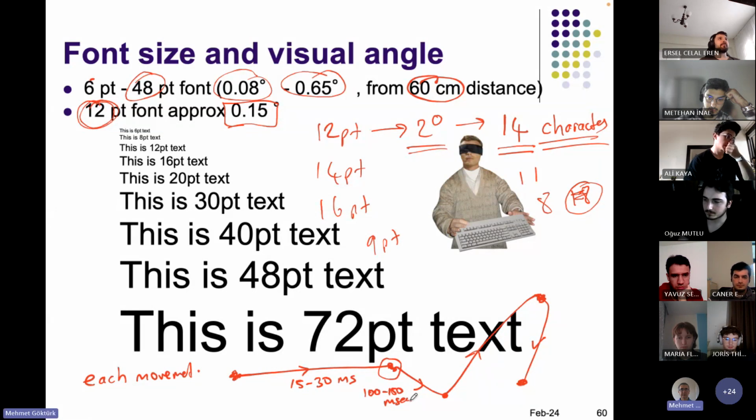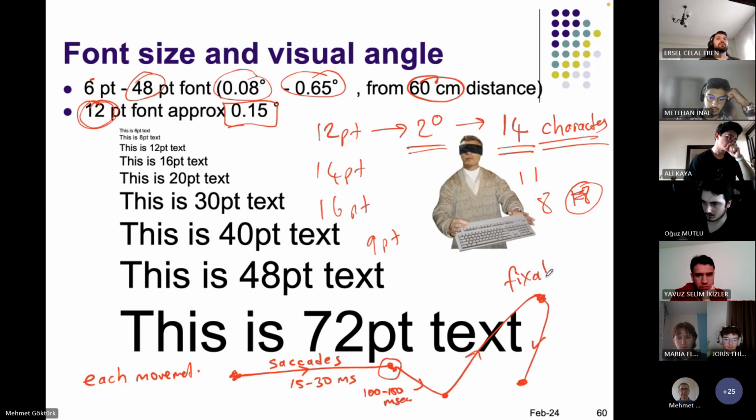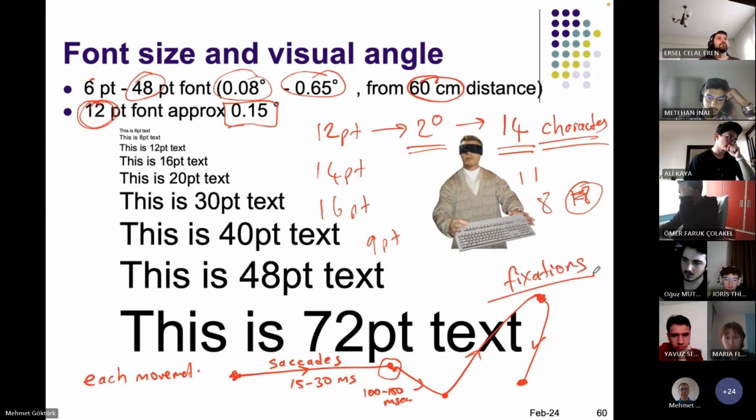Okay? Move and stop. Move and stop. These are called saccades, and stoppings are called fixations. So fixation, saccade, fixation, saccade. And we see during the fixation. We don't see during the saccade.